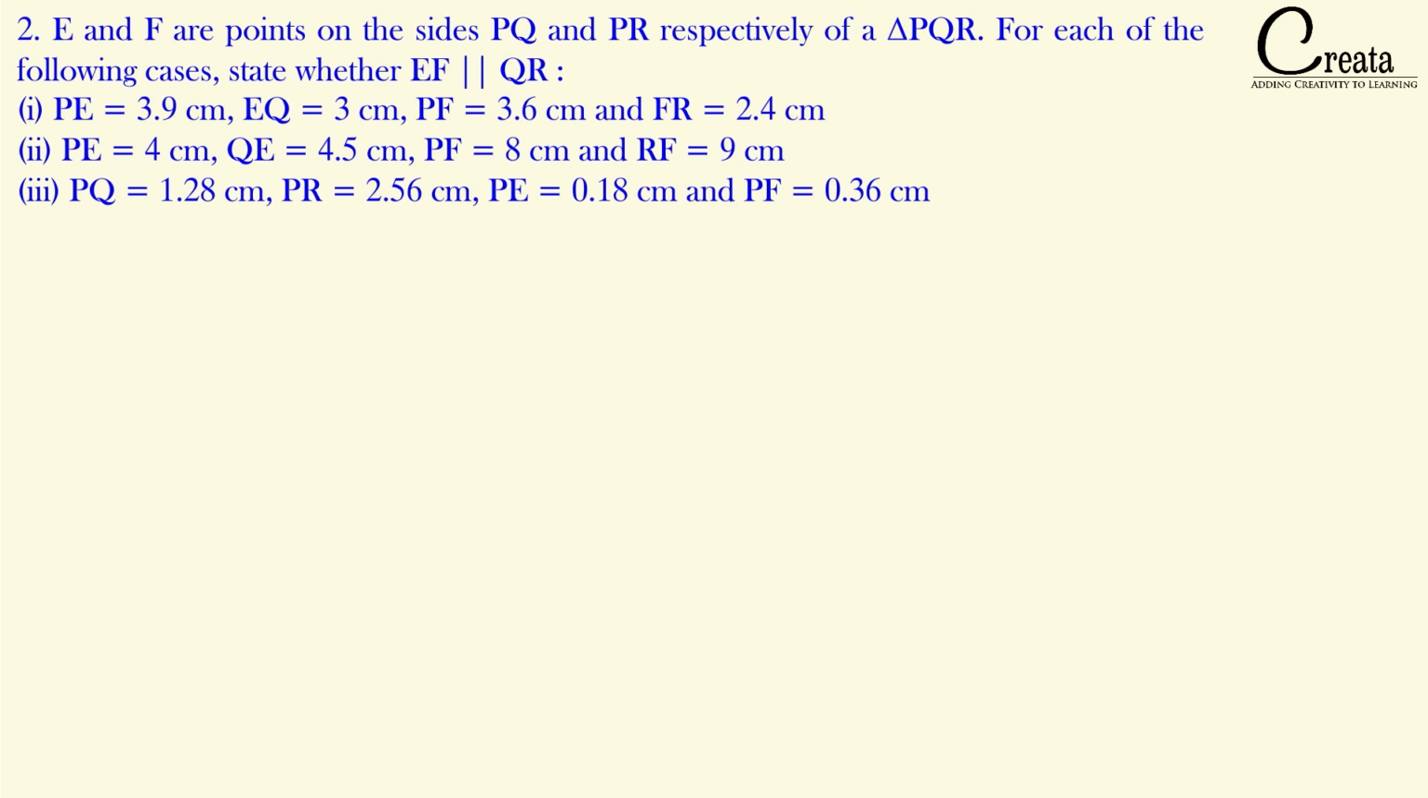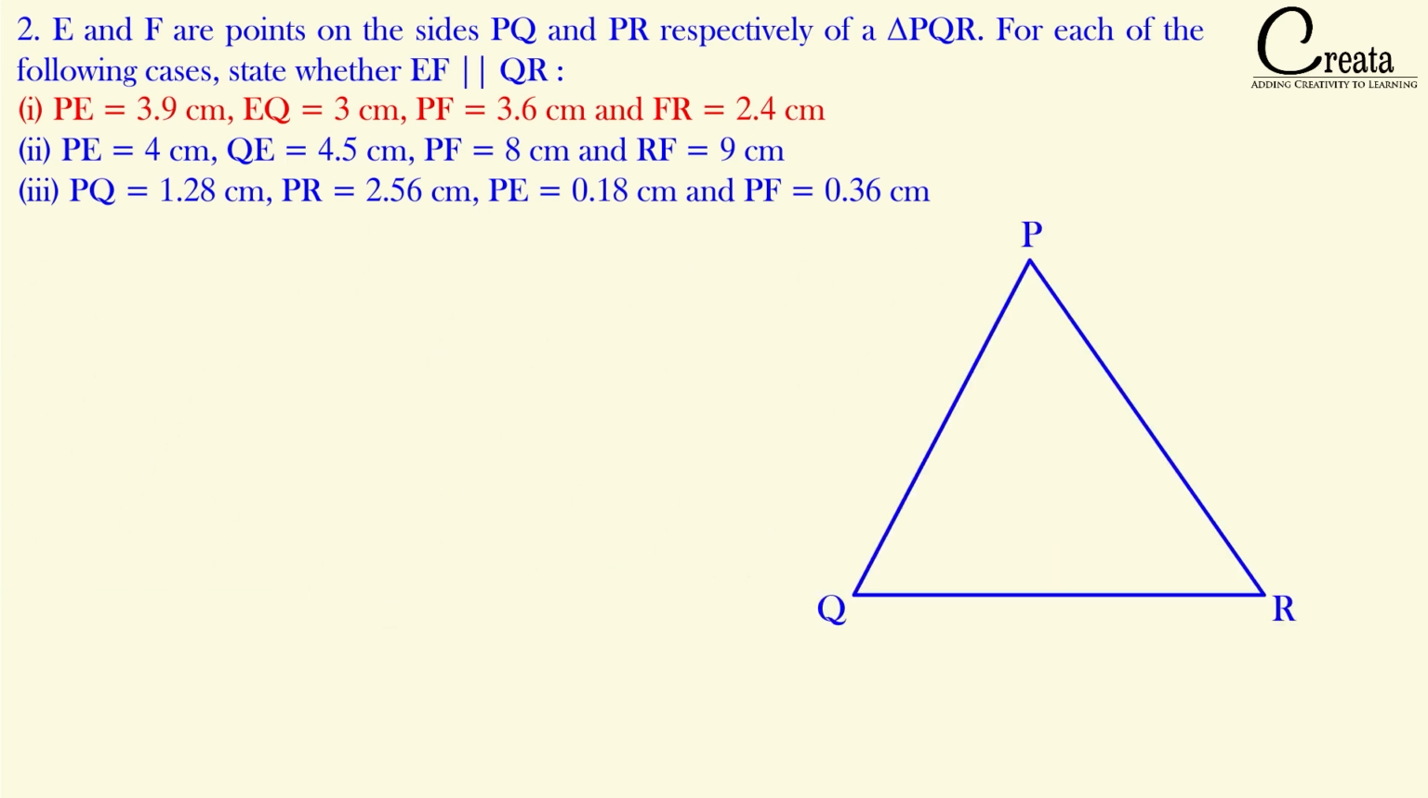E and F are points on the side PQ and PR respectively of a triangle PQR. For each of the following cases, state whether EF is parallel to QR. So we are having three parts, we will take one by one. In this question, a triangle PQR is given and PQ and PR are having the points E and F. Point E on PQ side and point F on PR side. The dimensions of PE, EQ, PF and FR, that is all the four parts are given in this question. We have to check whether the line segment EF and the line segment QR will be parallel or not.